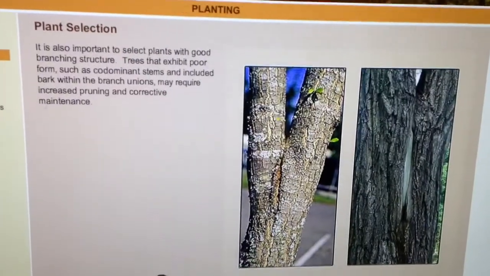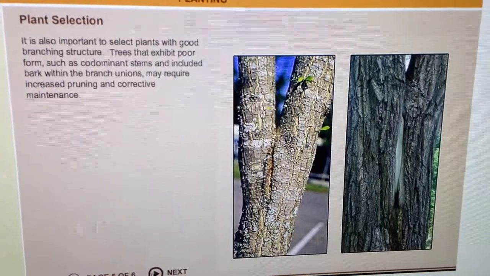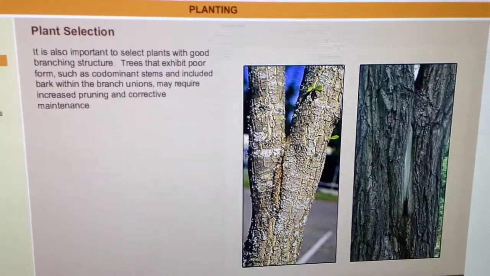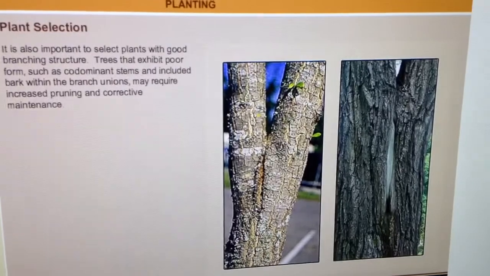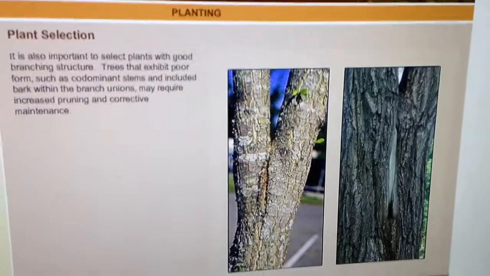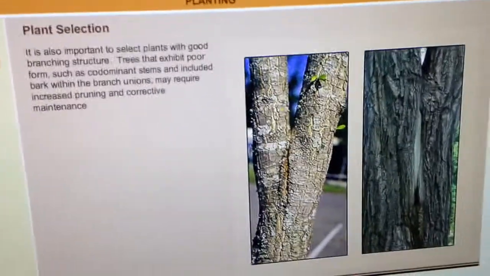It is also important to select plants with good branching structure. Trees that exhibit poor form, such as codominant stems and included bark within the branch unions, may require increased pruning and corrective maintenance.